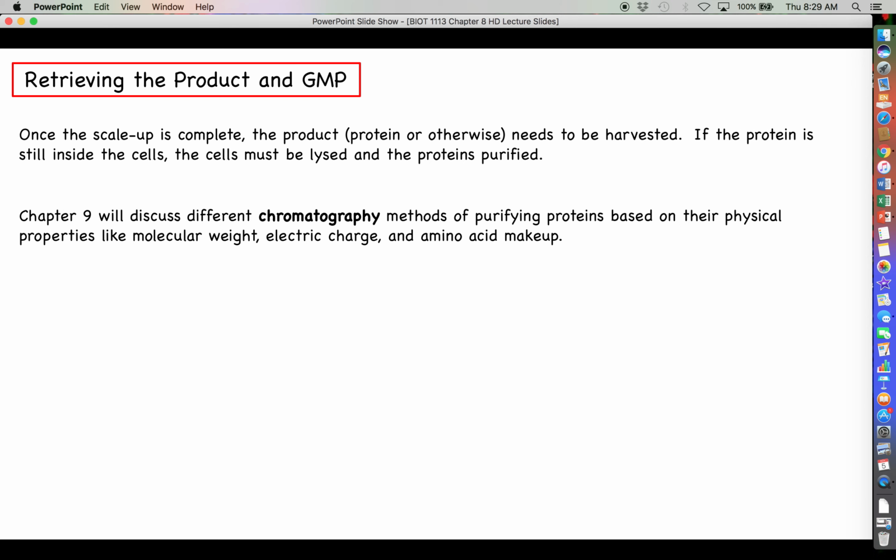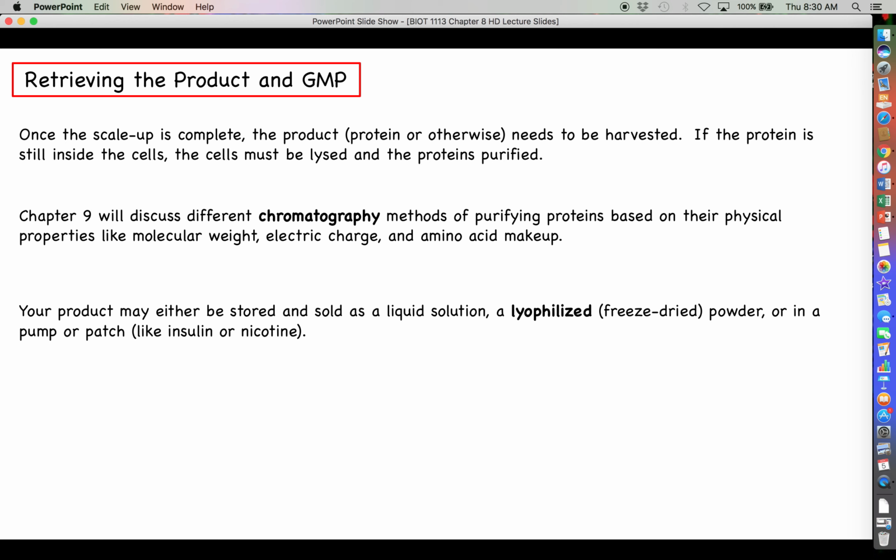And like I said, Chapter 9 is going to discuss different chromatography methods of purifying proteins based on a number of different physical properties, like their molecular weight, their amino acid makeup, their electrical charge, how they interact with other proteins. So those are going to be good, fun discussions, and it'll be a nice extension upon what we're talking about here, because it's the next logical step. After you've actually gone through the biomanufacturing process, now it's time to actually go about retrieving what we were trying to make all along.